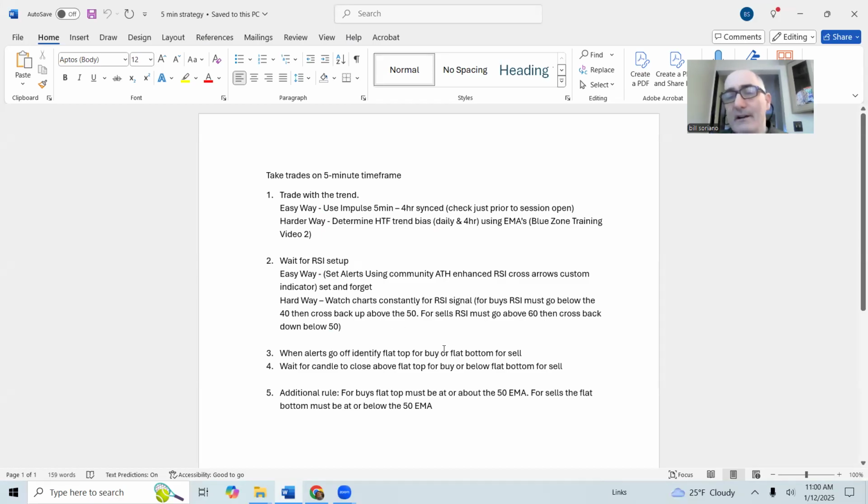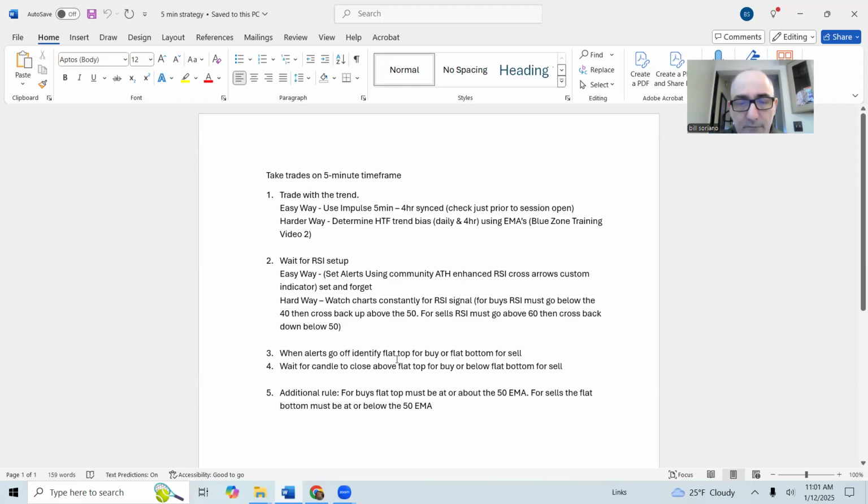The hard way, of course, is to watch the charts constantly for this RSI signal to tell you that there may be an opportunity to take a trade. Okay. Then once these alerts go off, if you're doing it the easy way here, or the hard way, doesn't matter, you could still set alerts either way.